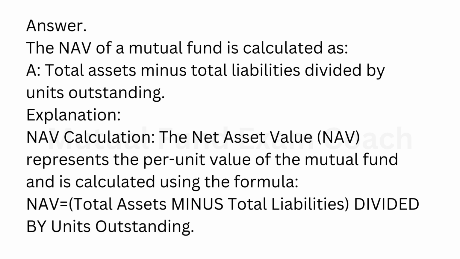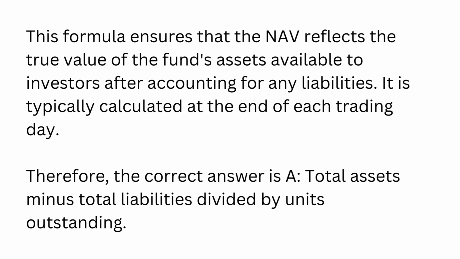Explanation. NAV calculation. The net asset value, NAV, represents the per unit value of the mutual fund and is calculated using the formula NAV equals total assets minus total liabilities, divided by units outstanding. This formula ensures that the NAV reflects the true value of the fund's assets available to investors after accounting for any liabilities. It is typically calculated at the end of each trading day. Therefore, the correct answer is A. Total assets minus total liabilities divided by units outstanding.